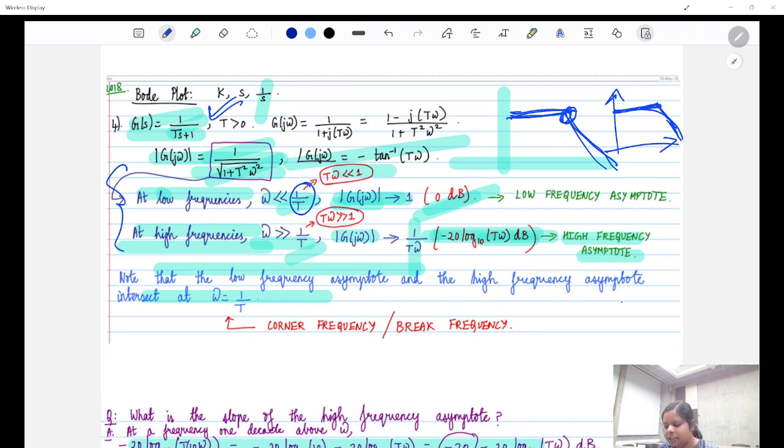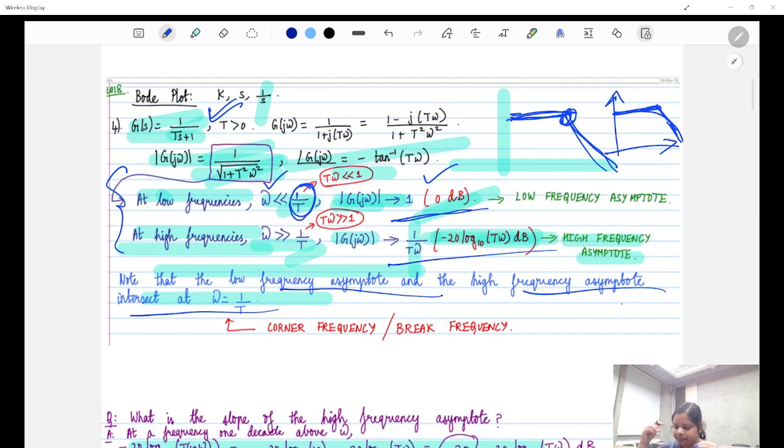So when you look at 1 upon Ts plus 1 and you try to find out what is the magnitude and what is the phase, you can see we can relate everything with corner frequency, which is 1 by T, right? The low frequency asymptote and the high frequency asymptote intersect at omega equal to 1 by T. Before 1 by T we have a different nature, and after 1 by T we have a different nature. So before the corner frequency we have the magnitude to be 0 dB always, as shown here, and just right after the corner frequency we have it decaying.